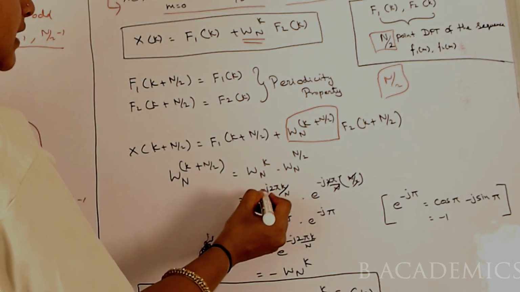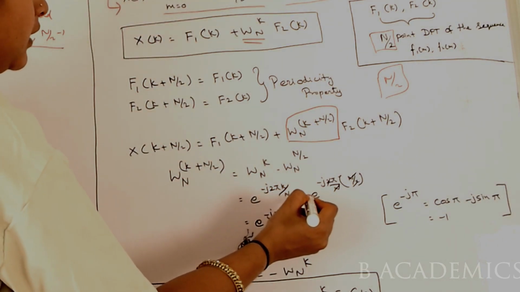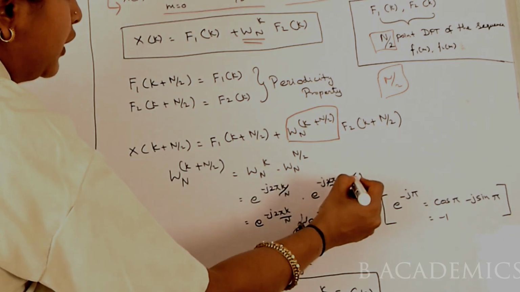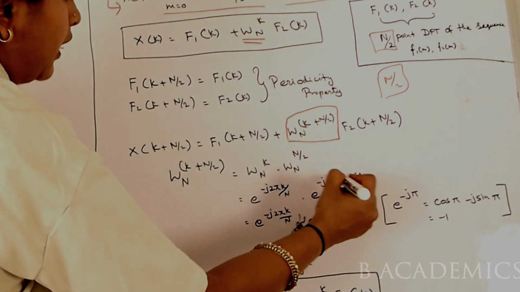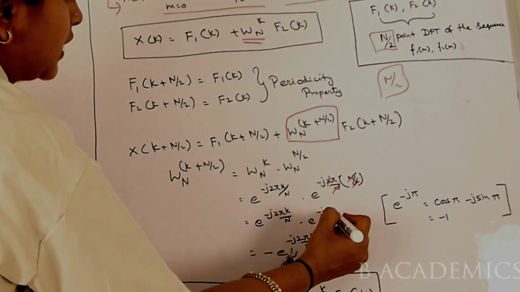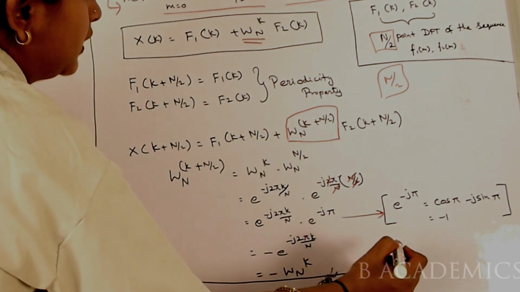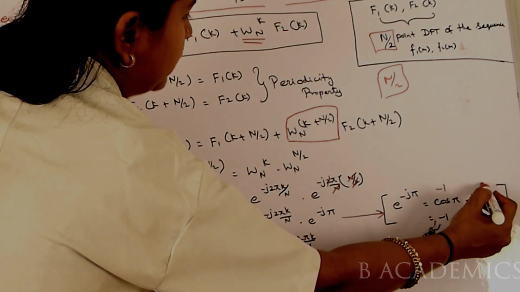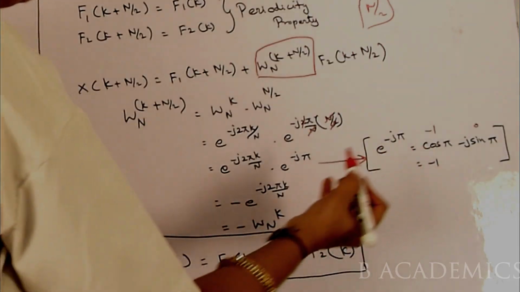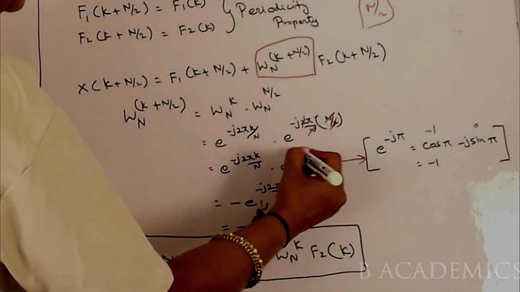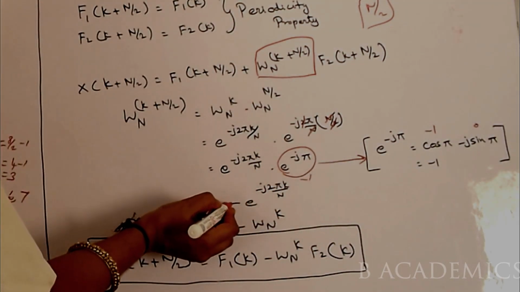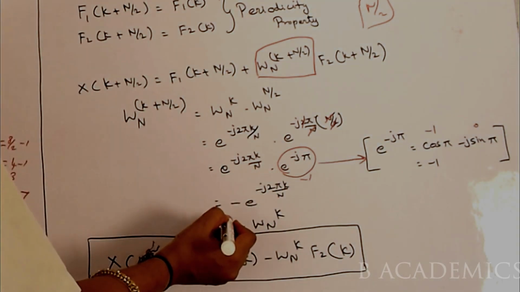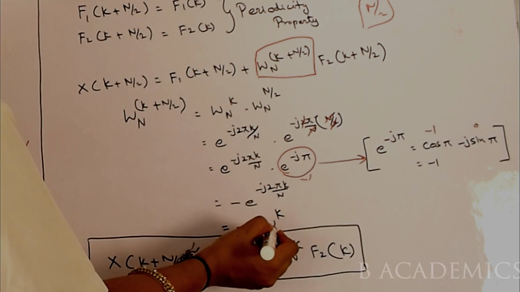So this can be written as e power minus j 2 pi k by n and into e power minus j 2 pi by n into n by 2. So here when you cancel n and 2 you will be getting e power minus j pi. E power minus j pi is nothing but cos pi minus j sin pi. Your cos pi value is minus 1 and sin pi value is 0. So you will be getting minus 1. So instead of this one you are substituting minus 1. So you will get minus e power minus j 2 pi k by n. So your twiddle factor states that minus W n k.